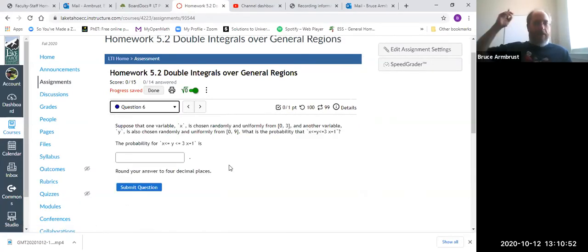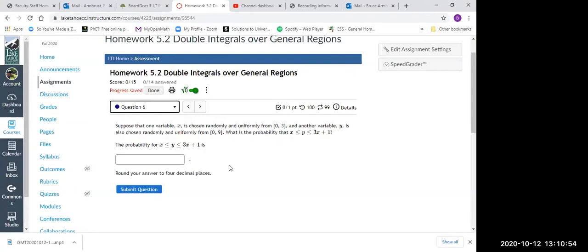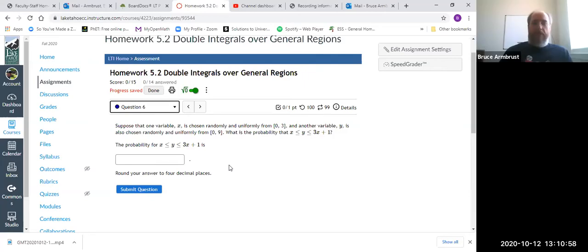All right, so let's look at number 6. So it says, suppose that one variable x is chosen randomly and uniformly from 0, 3. And another variable y is also chosen randomly and uniformly from 0, 9. So what is the probability that the value of y is going to be somewhere between x and 3x plus 1?